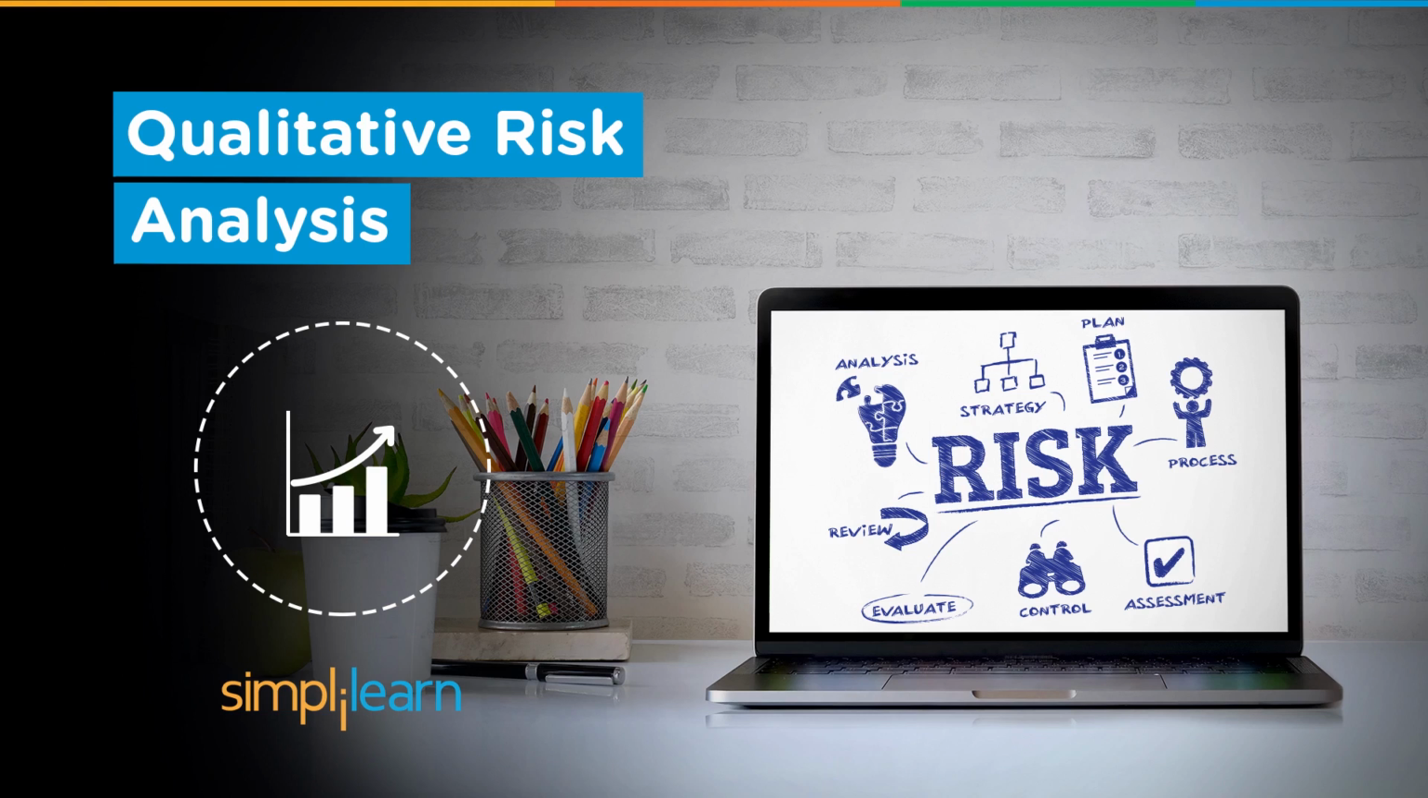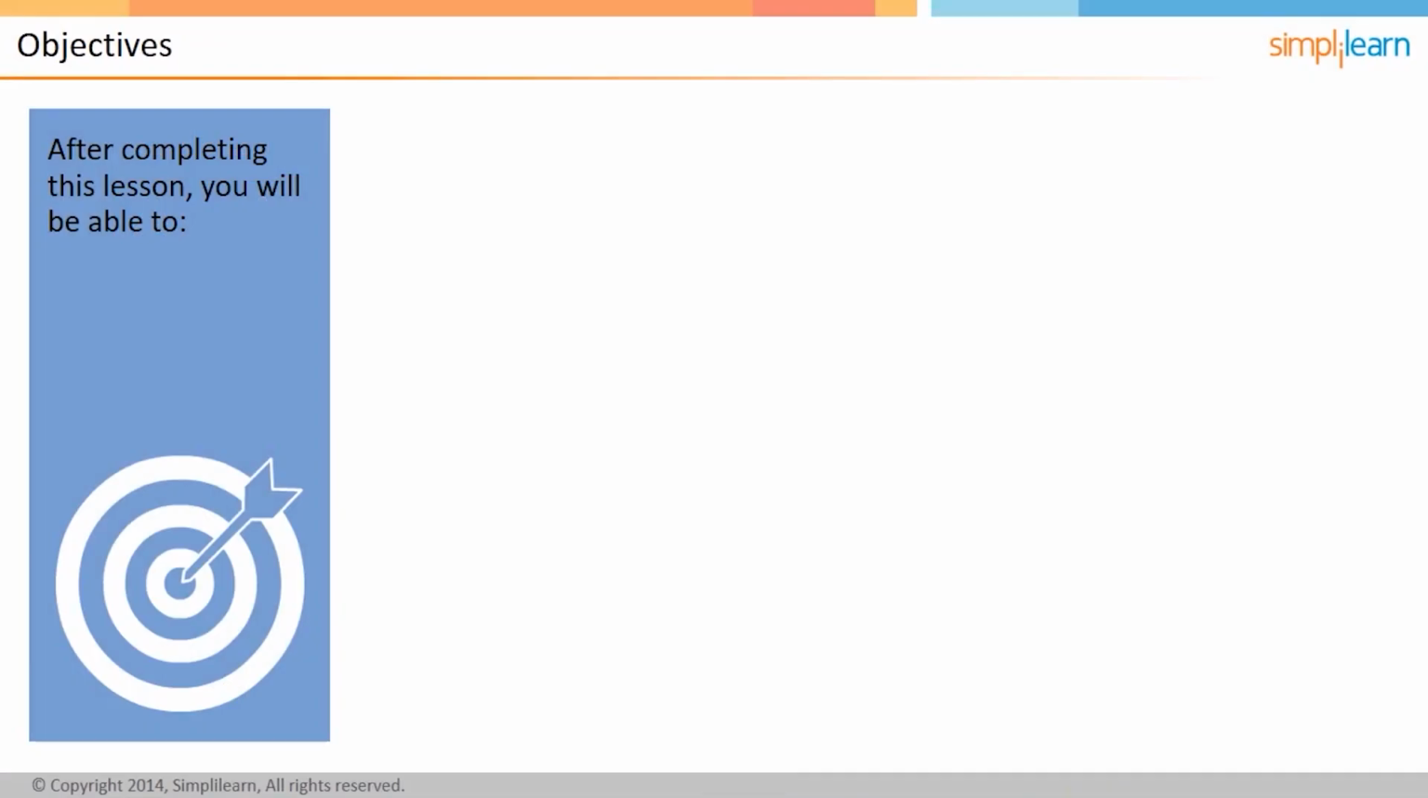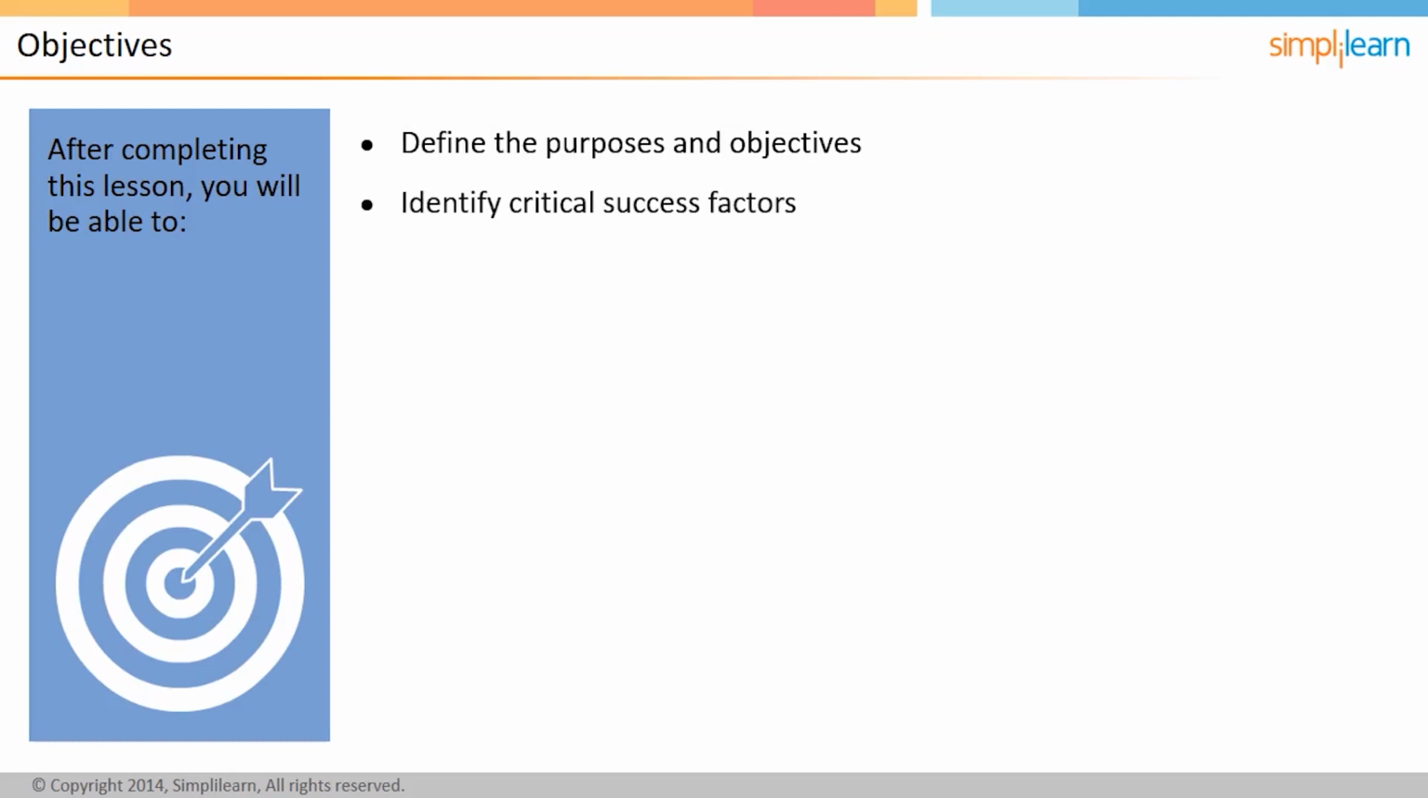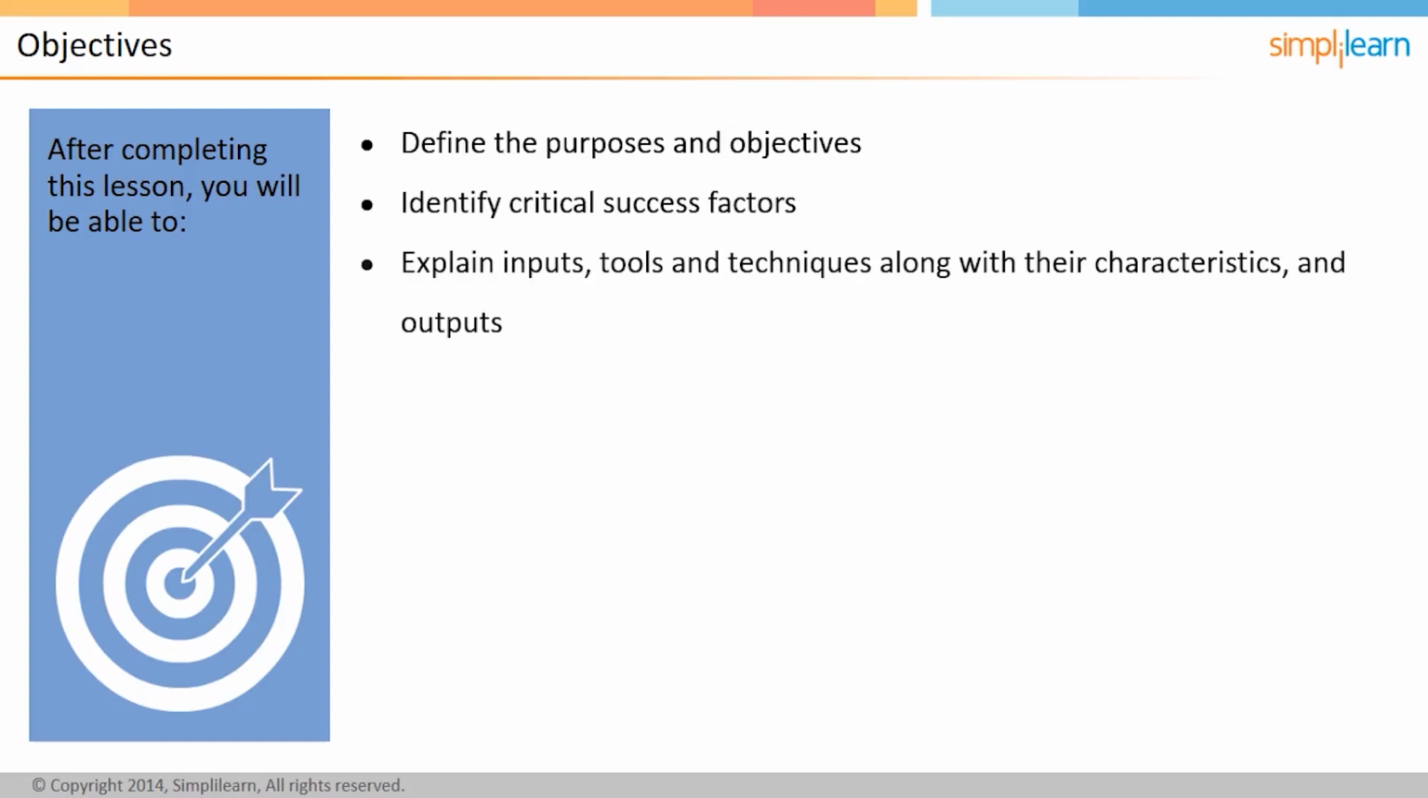Let us look into the objectives of this lesson in the next screen. After completing this lesson, you will be able to define the purposes and objectives, identify critical success factors, explain inputs, tools and techniques along with their characteristics, and outputs. Describe how to document the results. In the next screen, let us begin with the purposes and objectives of the Perform Qualitative Risk Analysis process.